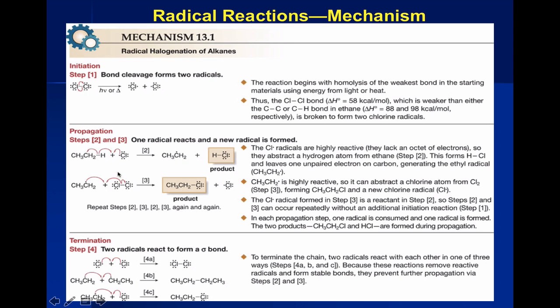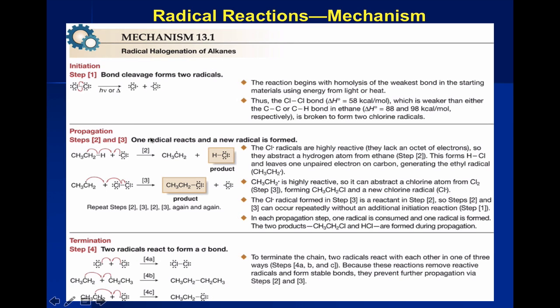Now, how do I know that these are propagations? I know these are propagations because I have radicals on the left and the right. Now, they are different radicals. You go from a chlorine radical to a carbon radical, but nonetheless, there are radicals on the left and the right. You can have, in theory, an infinite number of propagation steps. For those of you who are in polymer science, if you've ever talked about free radical polymerization, you'll know that you have many propagation steps that lead to the final polymer product.